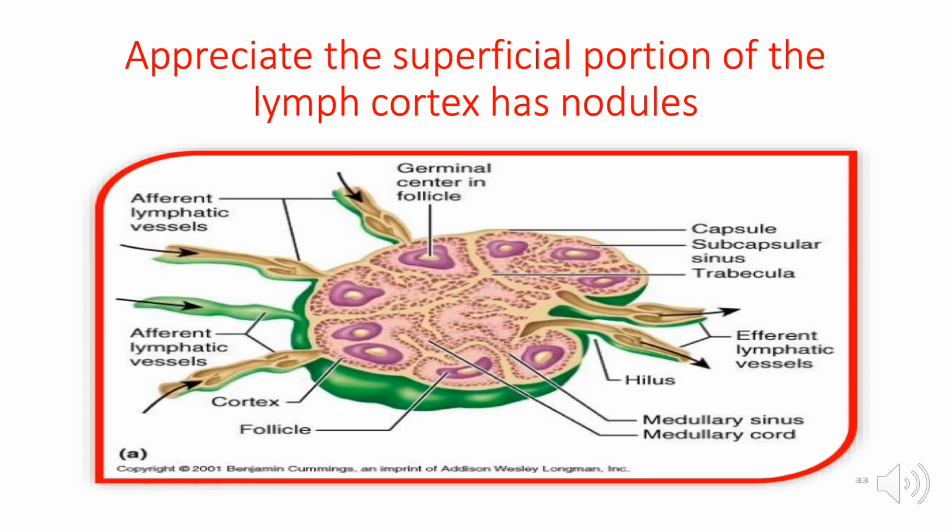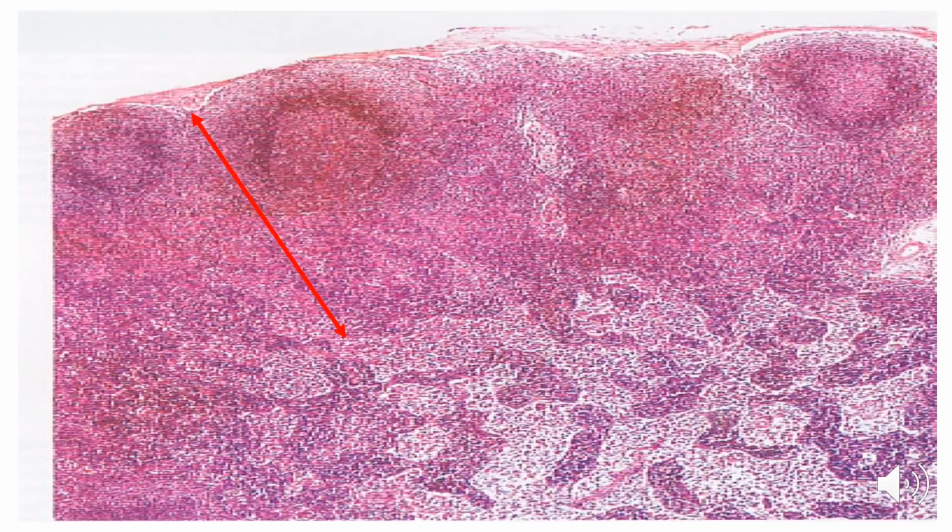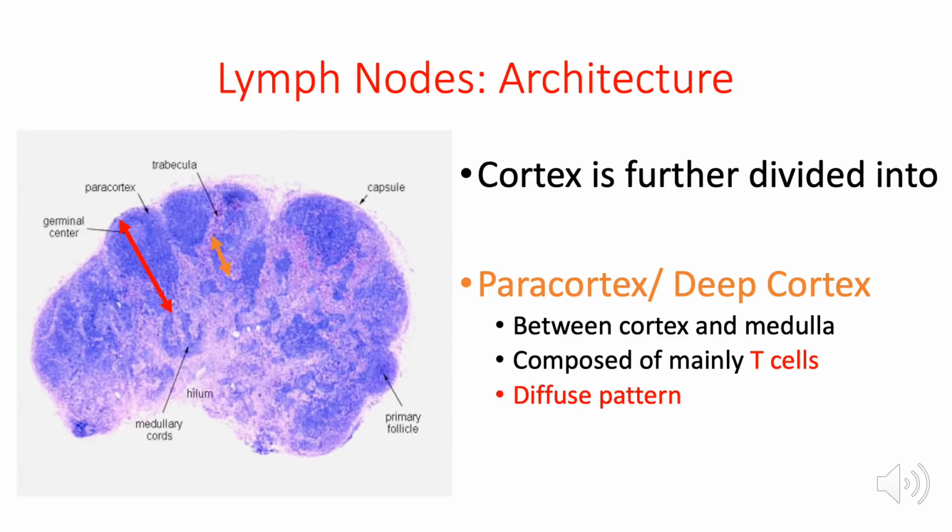Take a look at the picture of this lymph node. Immediately below the capsule, you have the superficial cortex. Please appreciate that the cells in there are arranged in a nodular pattern, and the majority of the cells in the superficial cortex are B cells. The red arrow is showing us the cortex region of the lymph node, while the blue arrow is showing us the superficial cortex.